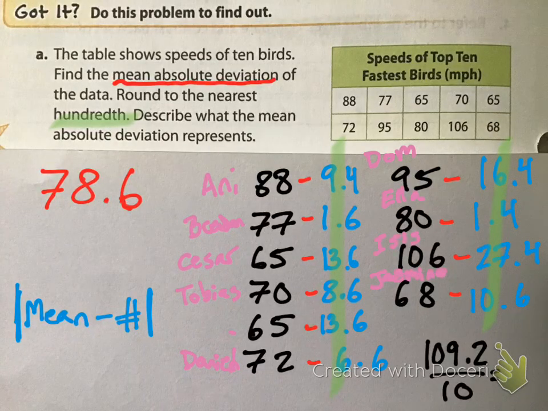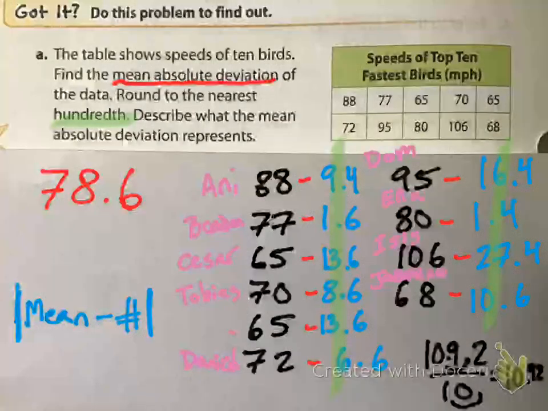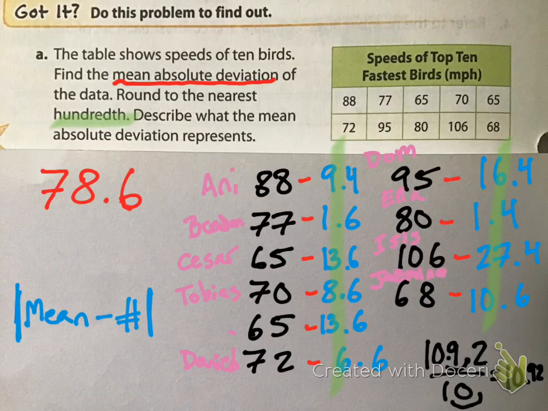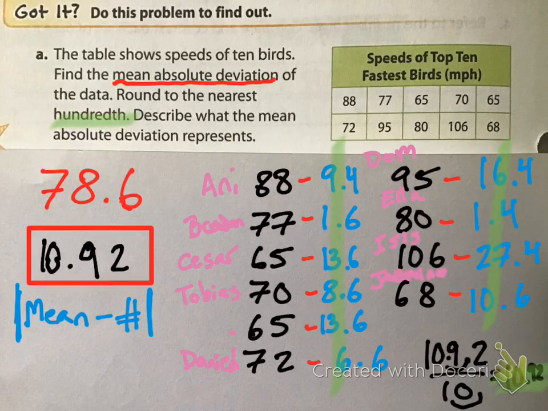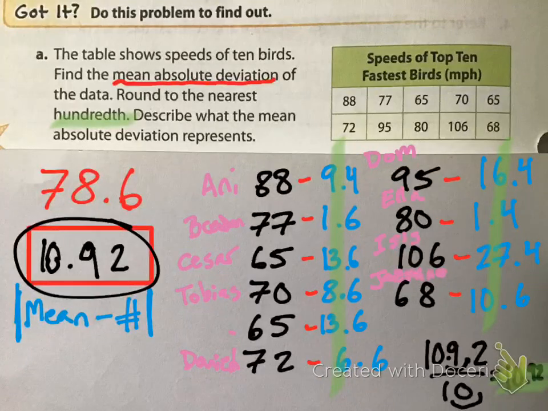Once again, when we divide by 10, literally we can just move our decimal over like that. If you don't understand that, just divide by 10. So we get 10.92. That's our mean absolute deviation. All of that work, that's the part that matters. We got 10.92. So our mean absolute deviation is here. It is that 10.92. That means on average, each point is about 10 and 92 hundredths away from our mean. Literally, that's all it means.